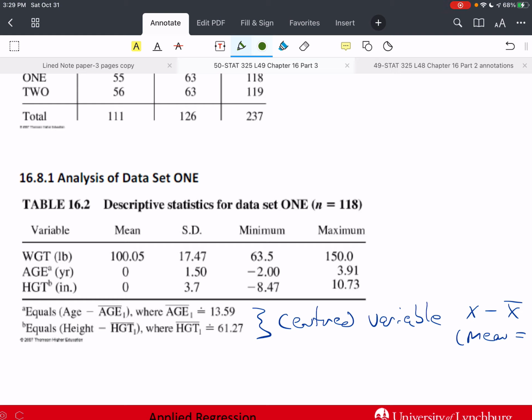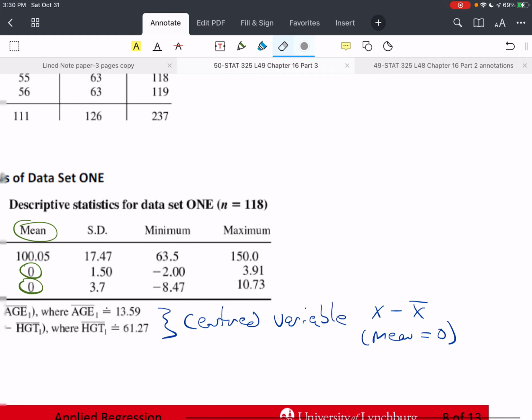Okay, and these are just descriptive statistics, but I want to point out that what they've done is they've subtracted the mean from age, and they subtracted the mean of the height from height, and here are the mean values. And what this does is this makes the average of age 0 and the average of height 0. Okay, so again, this is called centering the variable, and so we take x minus x bar, and that gives you an adjusted mean, if you will, of 0.